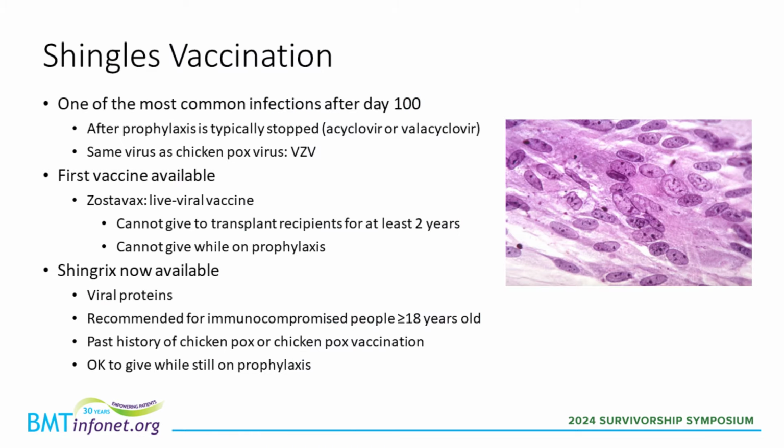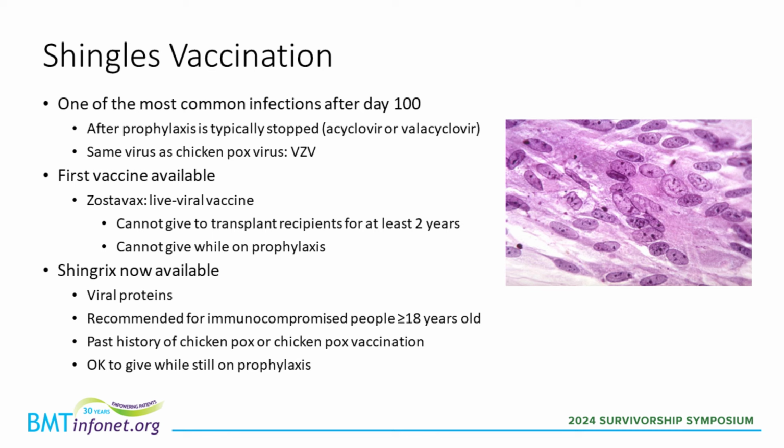So shingles vaccination is something that's become available in the last several years for transplant recipients. Shingles used to be one of the most common causes of infection after day 100, and that's around the time when the antiviral prophylaxis was stopped. Again, it's the same virus as the chickenpox virus.